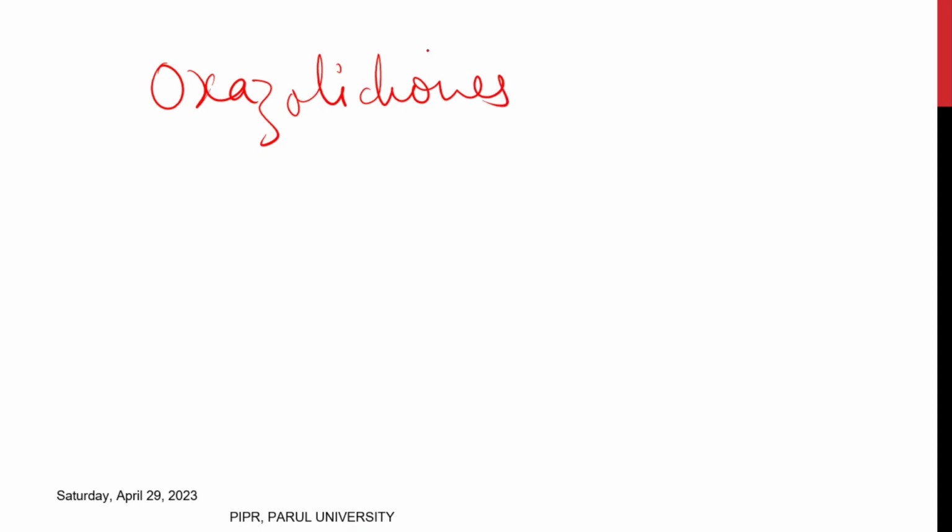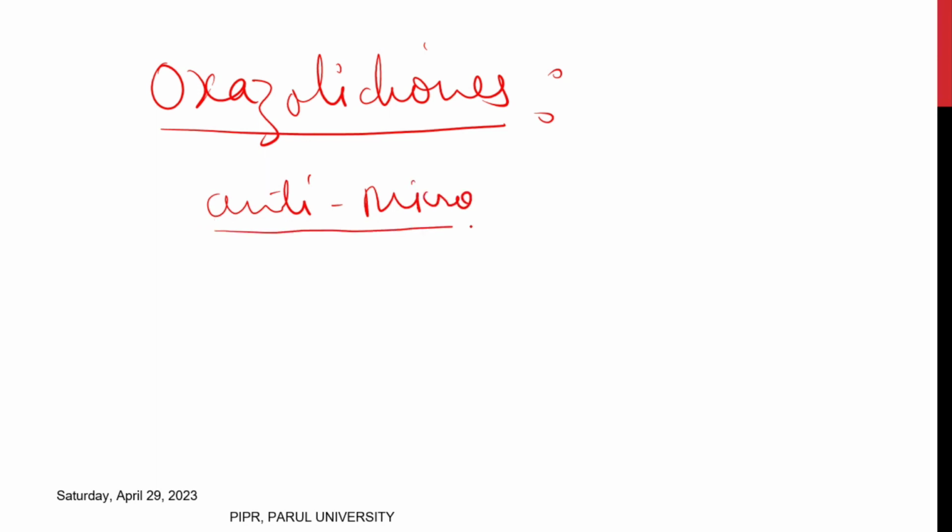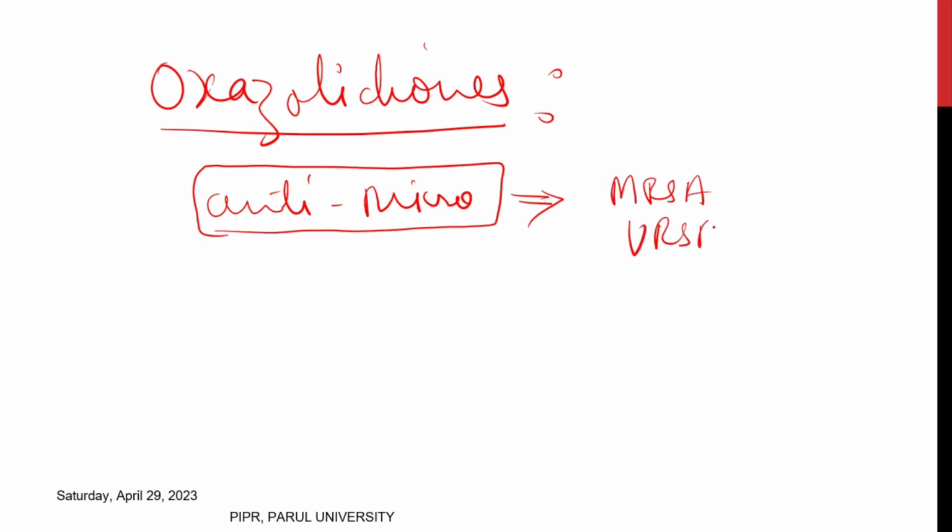Hello everybody. In today's class, let us try to learn about oxazolidinones. Oxazolidinones are a group of antimicrobial agents which are very important in the hospitals. These oxazolidinones are particularly used for MRSA, they are used for VRSA, and they are also used for VRE.